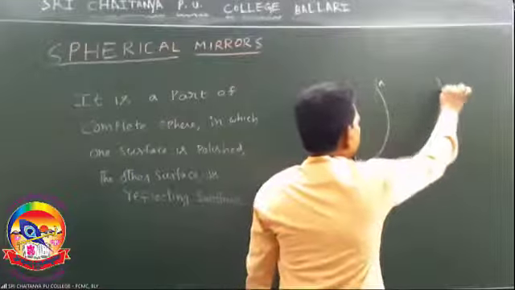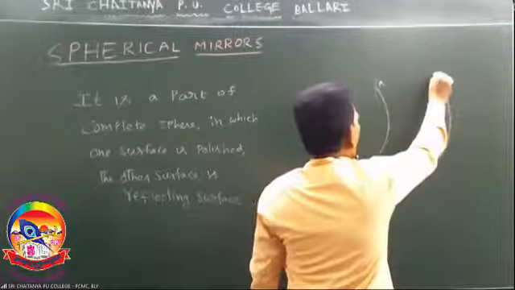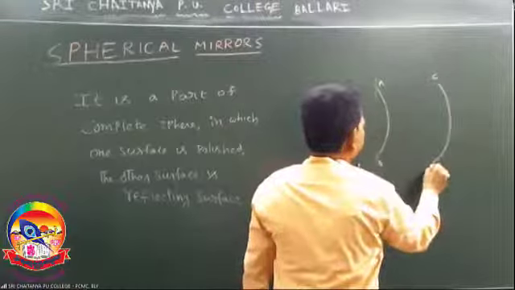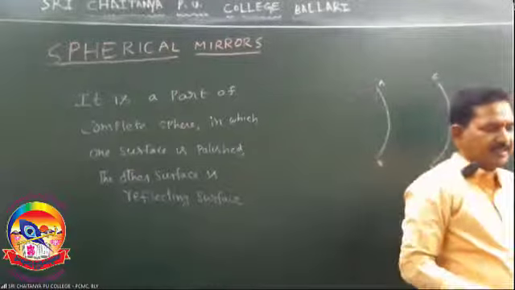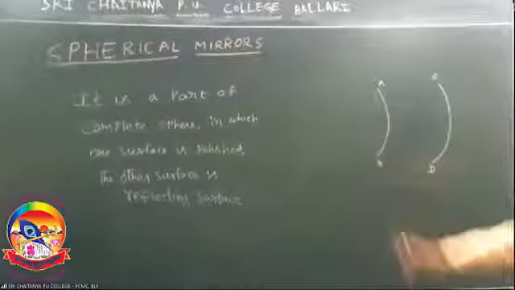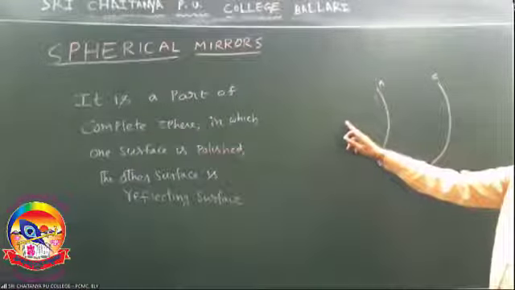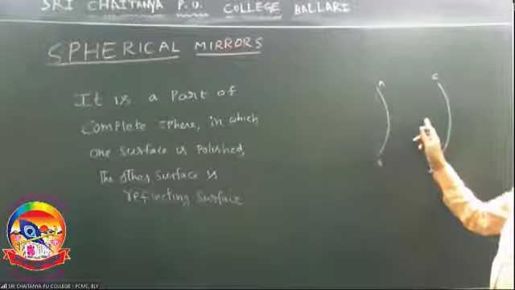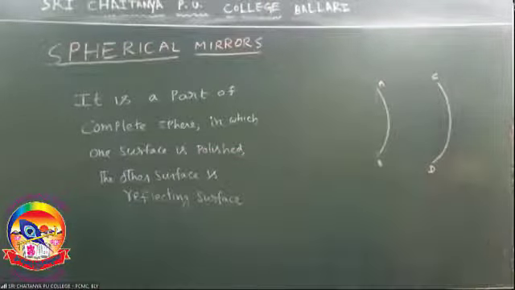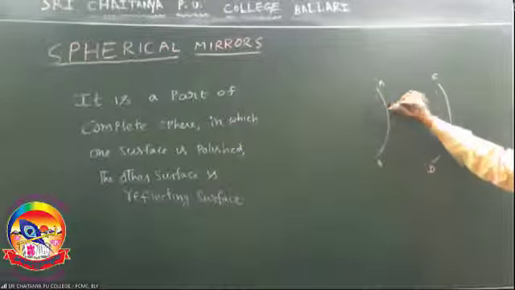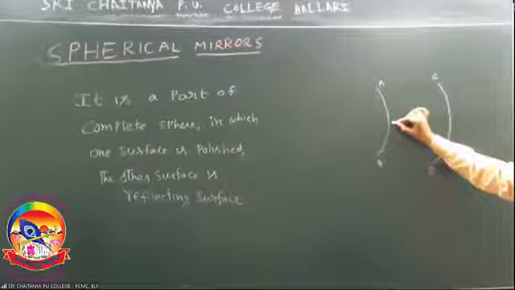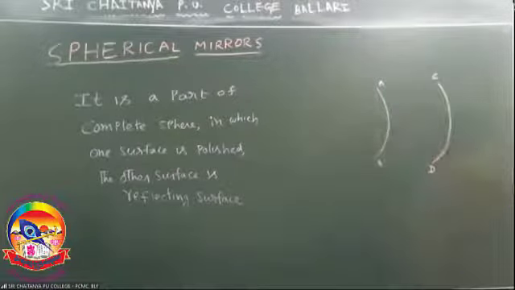Similarly, consider another small portion of the sphere. There are two surfaces. One surface is towards the center of the sphere, and the other surface is away from the center of the sphere of which it is a part.